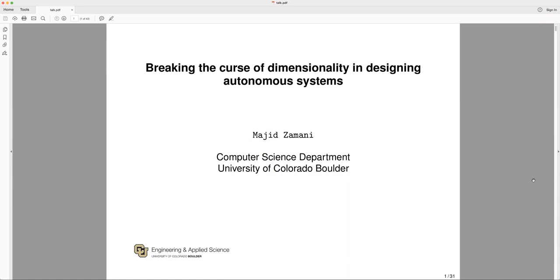Majid's work has been recognized in many ways. One notable award that he has won is the ERC Starting Grant, which is the European version of the US Career Award. Except that it's about 3 times the money and 3 times as competitive from what I'm told. So I will let Majid tell us more about the work he's been doing here at CU Boulder. So take it over, Majid.